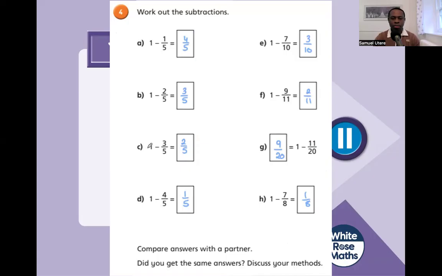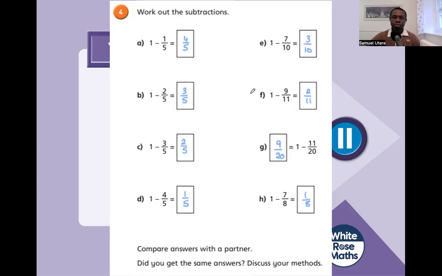So you simply do 5 minus 3, which will give you 2. The denominator stays the same. This whole will be 5/5. So you simply do 5 minus 4 for the numerator, which will be 1/5. Here you have 7/10. So this whole has to be 10/10. So you simply do 10 minus 7 for the numerator.